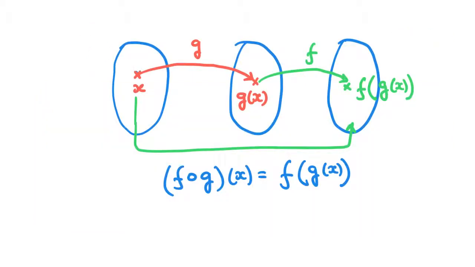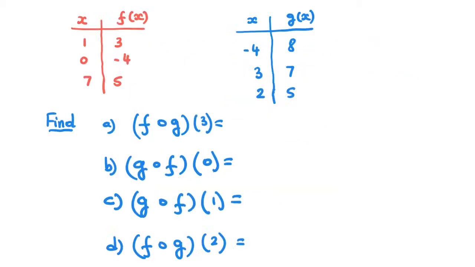How does it work? We start with x like this, then you apply the function g, you get g of x, and then you apply the function f to get f of g of x. So this function from x to the end here is what we would call f of g of x. So it's given by f of g of x.